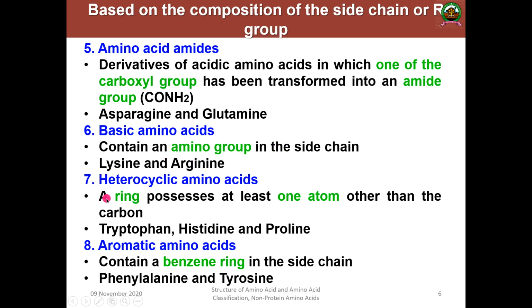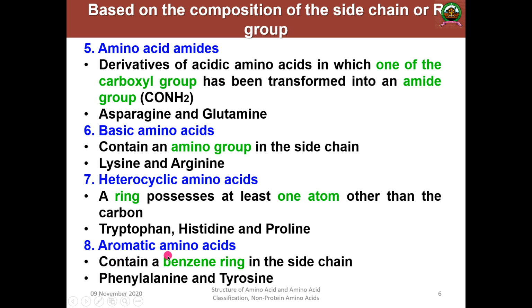Then the next one is heterocyclic amino acid. As the name indicates, a heterocyclic amino acid consists of a heterocyclic ring, and that ring has at least one atom other than carbon. In addition to carbon, some special type of atom will be present in that heterocyclic ring. Examples are tryptophan, histidine and proline. These are very important.